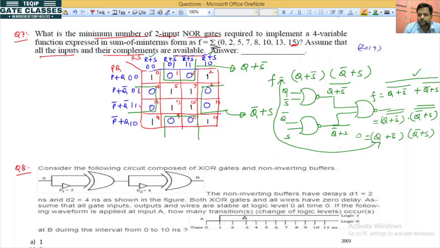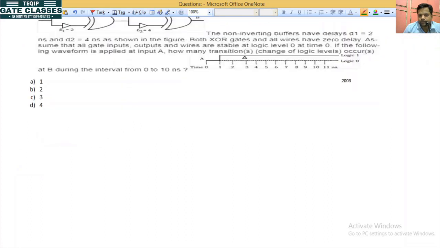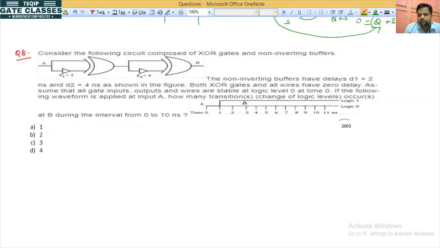Okay. So how many NOR gates are required to implement this function? 3. So the value will be 3. Minimum 3 NOR gates are required. Now go for this. This is a very good question. It came in 2003.